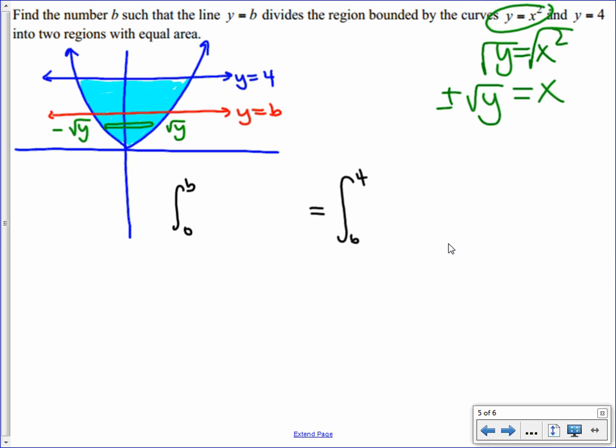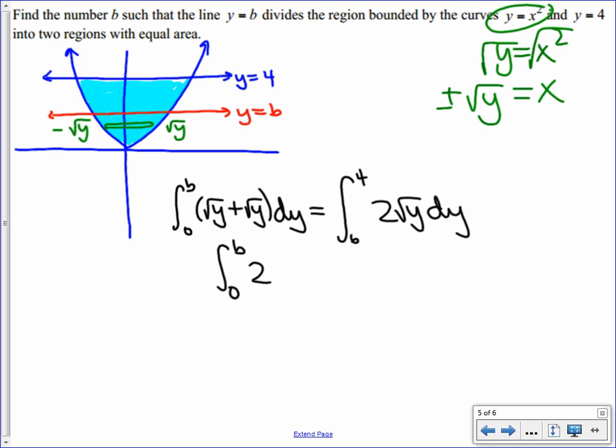So our area from 0 to b, right minus left, radical y minus negative radical y. So 2 radical y dy. What's the antiderivative of 2 times y to the 1/2? I'm just going to write it like this: 4/3 y to the 3/2.